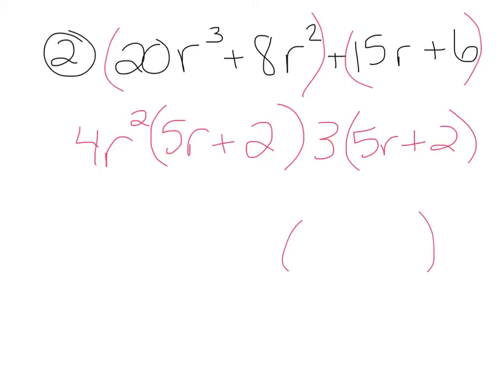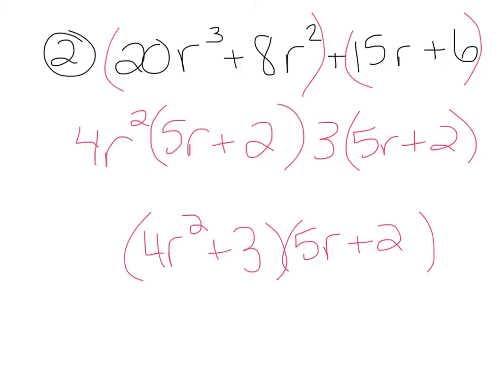Now, if one parentheses in your answer is going to have 5r plus 2, the other one is going to be 4r squared plus 3. And those two things came from here and here.